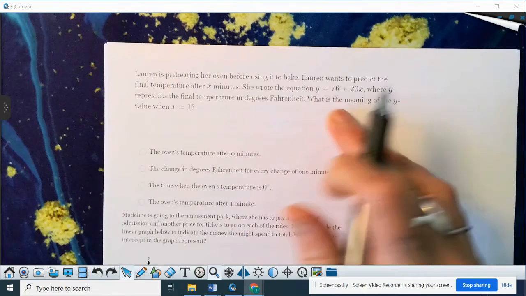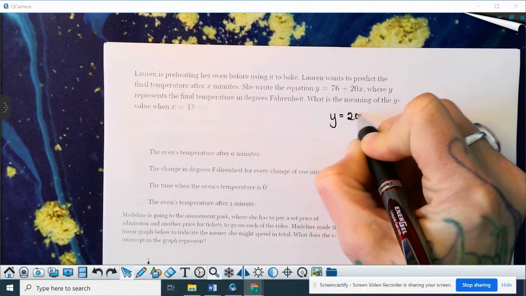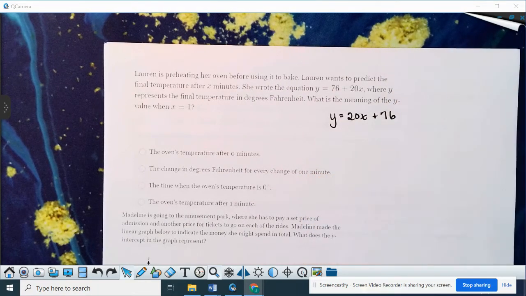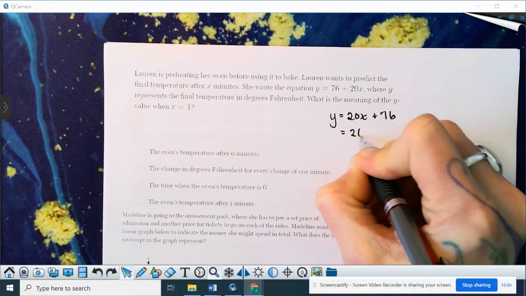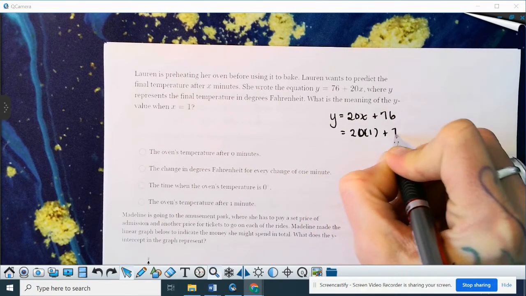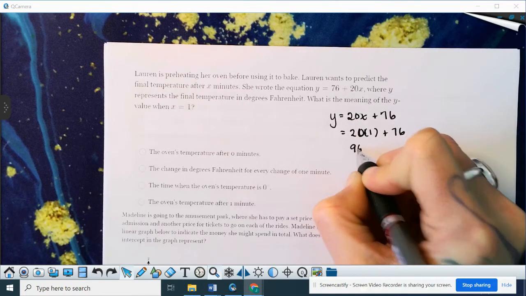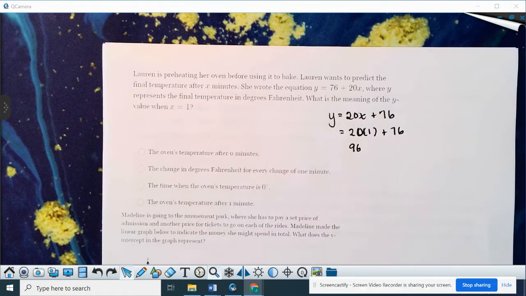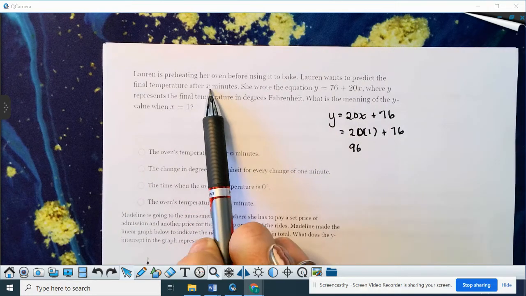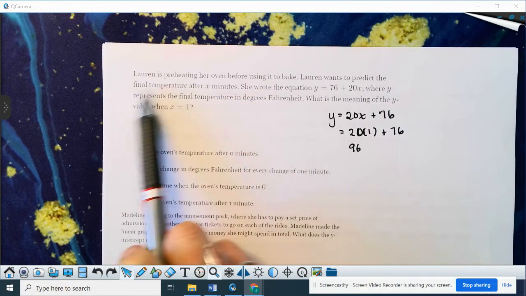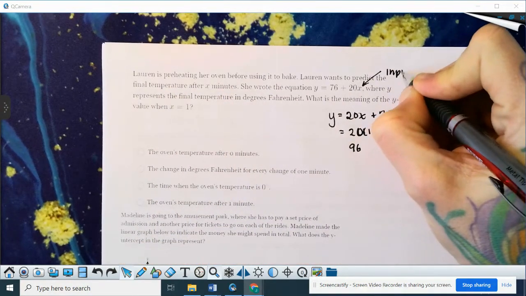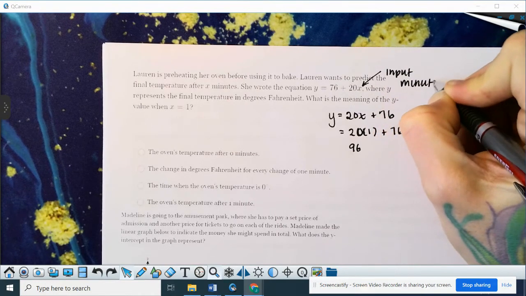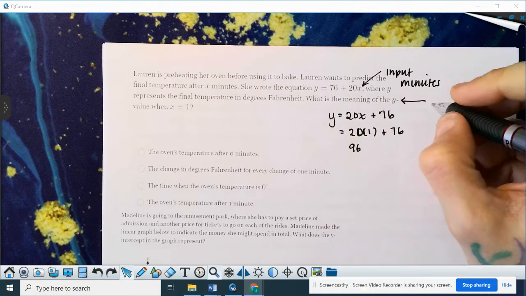Now, this is in y equals mx plus b form, just out of order. So that's 20x plus 76, if it makes more sense for you to switch them around. And we want to know what is the y value when x equals 1. So that means we're going to solve for 20 times 1 plus 76, which is going to give us 96. So the final temperature is what we're predicting after x minutes. So x, our input, is going to be minutes. And our output, or y value, is going to be final temperature.